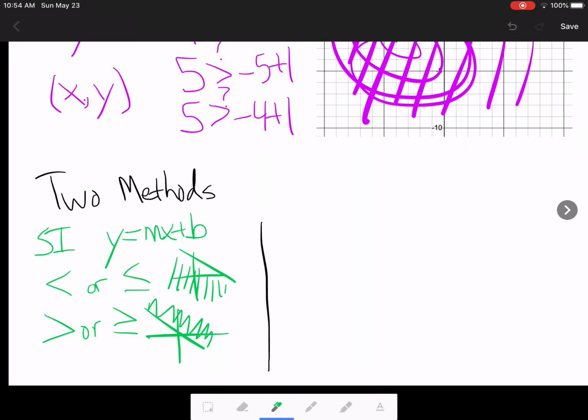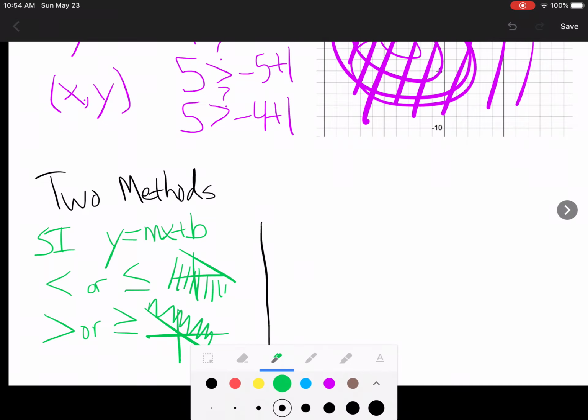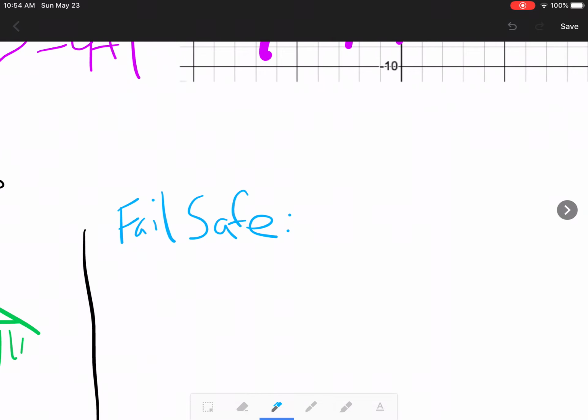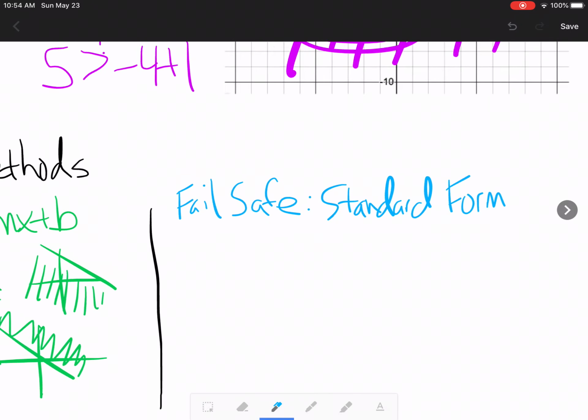Now, as for the other method, this is where things get a little more complicated. This is also a fail-safe, so it will work no matter what. So let's write that down, fail-safe. And it more specifically works for standard form. And this is where we test a point.